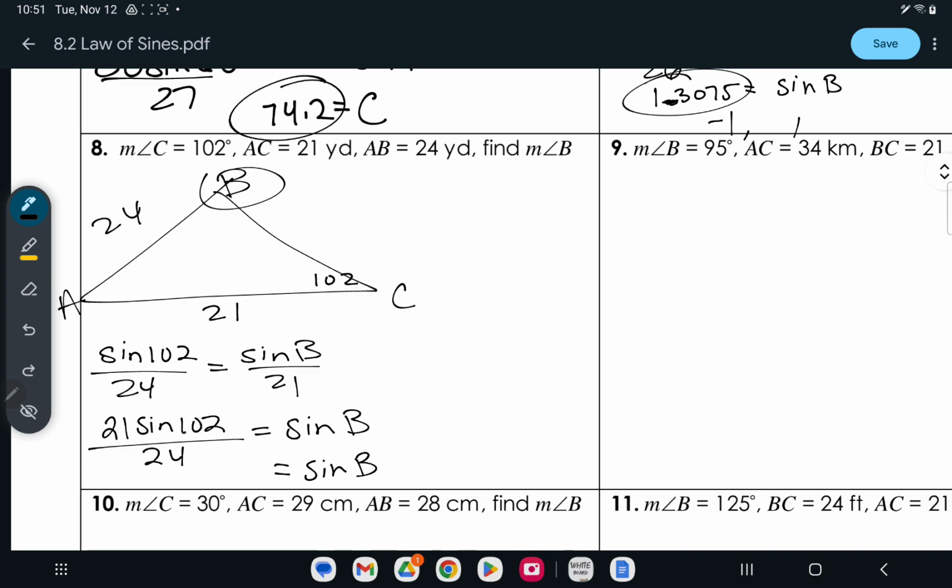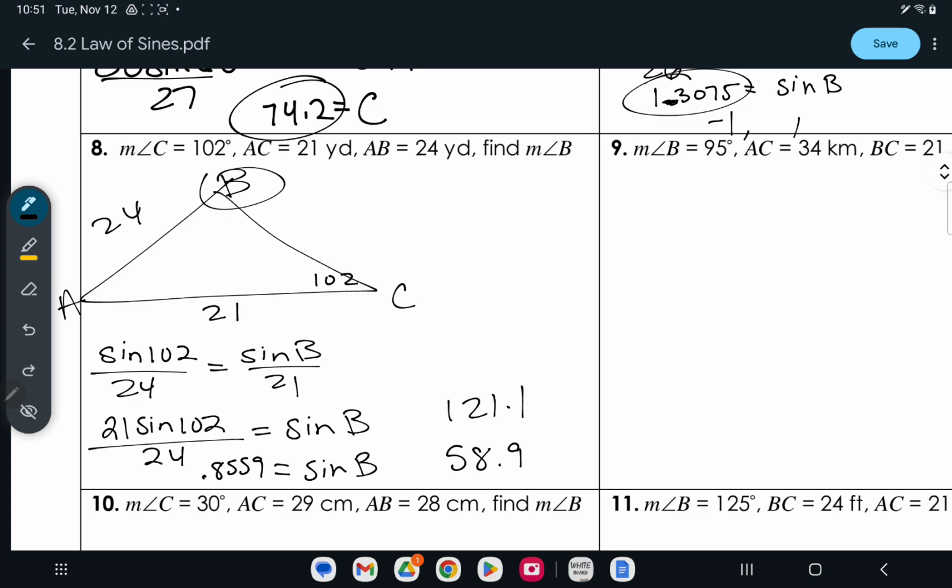And let's see if I do that out. I get 0.8559. So it is between -1 and 1. So now I need to do the inverse sine of that. Inverse sine of 0.8559 gives me 58.9 degrees. But I also need to subtract that from 180. 180 minus 58.9, so I get 121.1 as well.